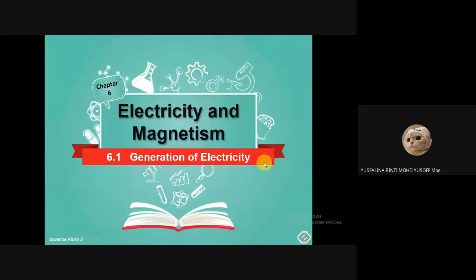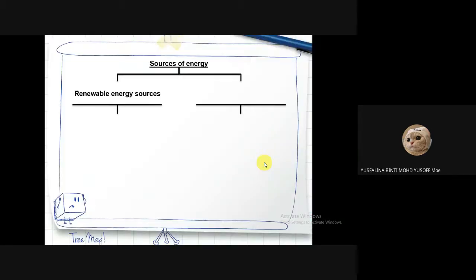Okay, so 6.1, generation of electricity. How do we generate the electricity that we use at our home? But at first, let's see the types of energy.